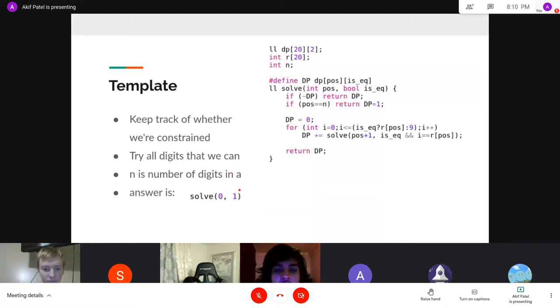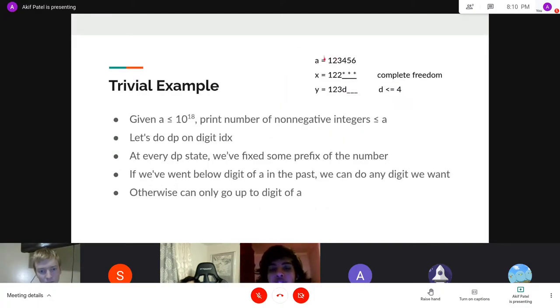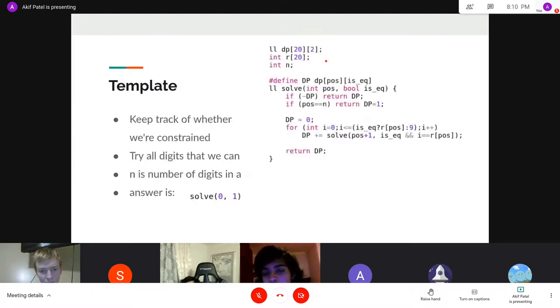So then, if we have this DP, the answer will just be solve(0, 1). Because why? We haven't fixed anything. We're about to fix the first slot, the first digit. And we are constrained right now, because the first digit has to be at most the most significant digit in A, right? If A starts with 1, then the only possible options for your actual number's first digit are going to be 0 or 1. So this way we can construct the number forward.